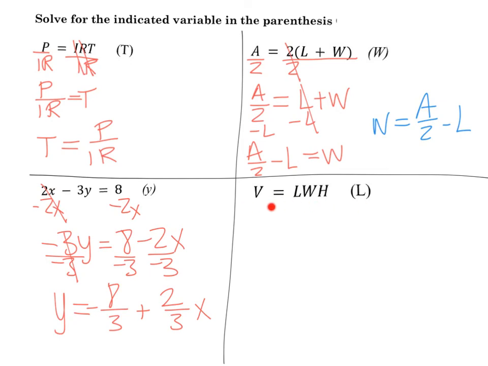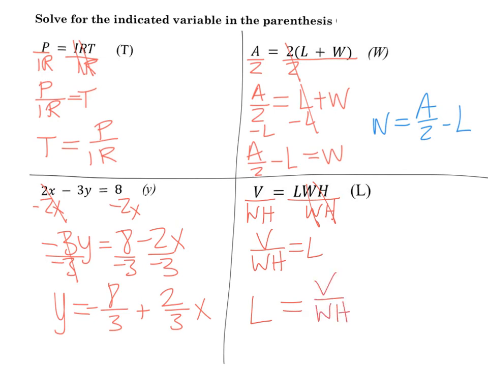And then the last one, V equals LWH, and we're solving it for L. Again, this is all multiplication, L times W times H. To get rid of the W and the H, we undo the multiplication by dividing. So we're dividing by both W and H. We end up with L is equal to V over WH. And of course we write the variable on the left side, so we're just going to flip those around. And that's all. Those are our literal equations.